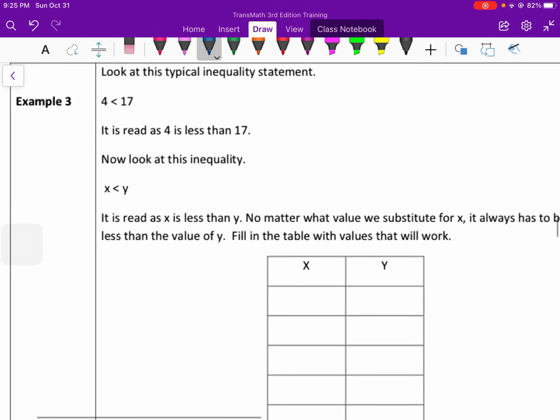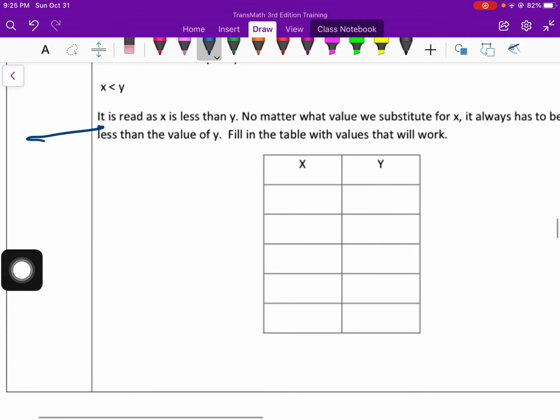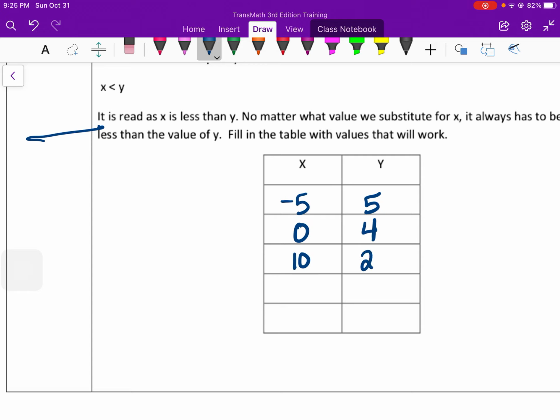All right, we're going to start looking at some algebra concepts here. So our typical inequality statement says like 4 is less than 17. Now look at the inequality here. It says x is less than y. It is read as x is less than y. No matter what values we substitute in for x, it always has to be less than y. So we'll fill in some values at work. For example, I could say negative 5 is less than positive 5. 0 is less than 4. 10 is less than 20. I want all my x values to be less than y.